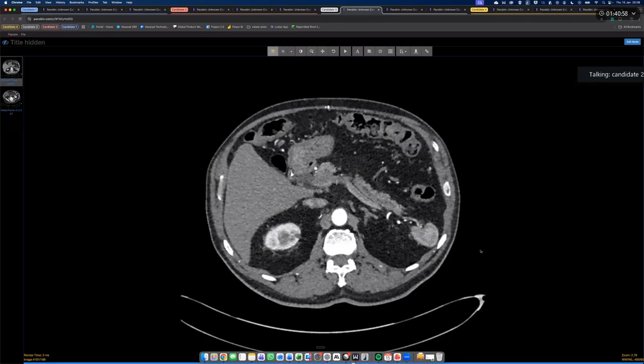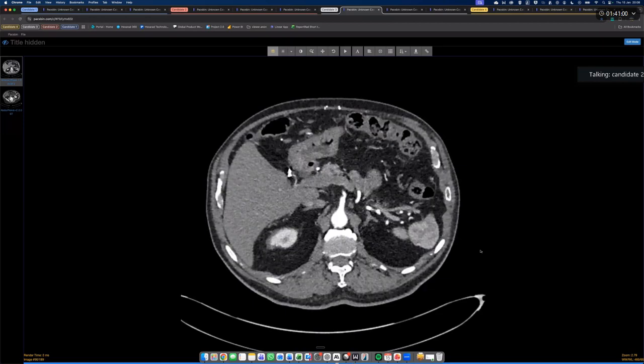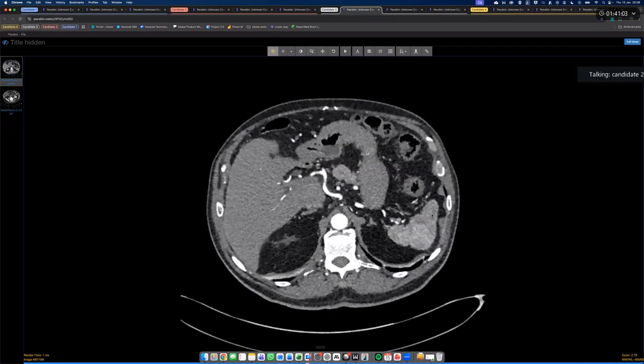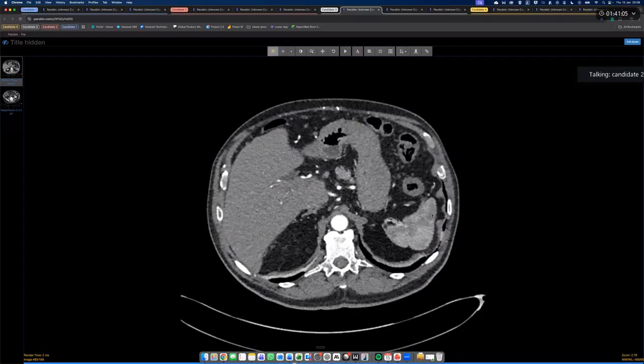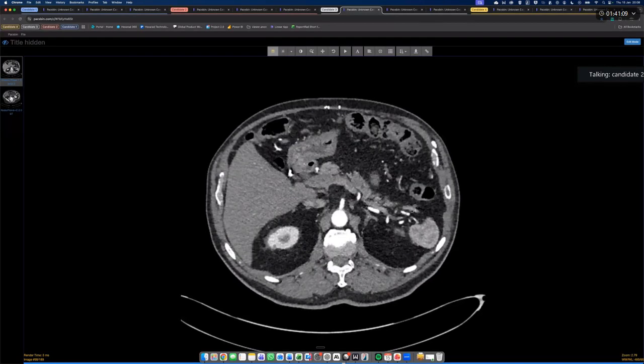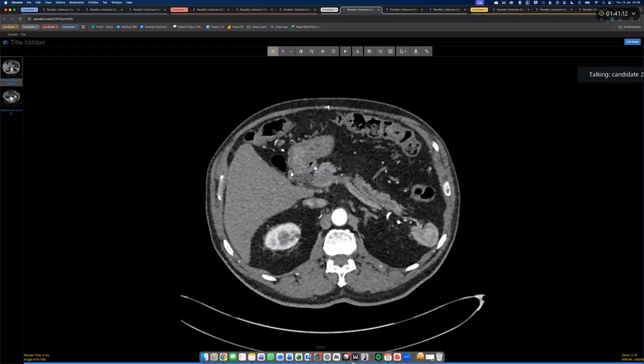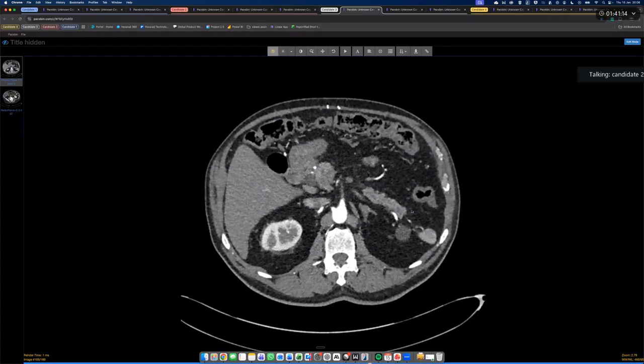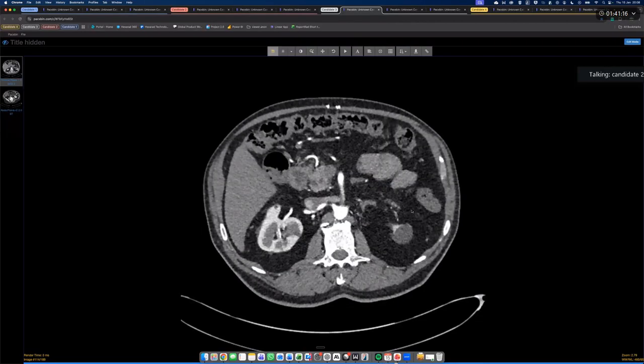I'll take a moment to see all through the entire images of the pancreatic parenchyma to rule out any pancreatic parenchymal mass lesion. Good.